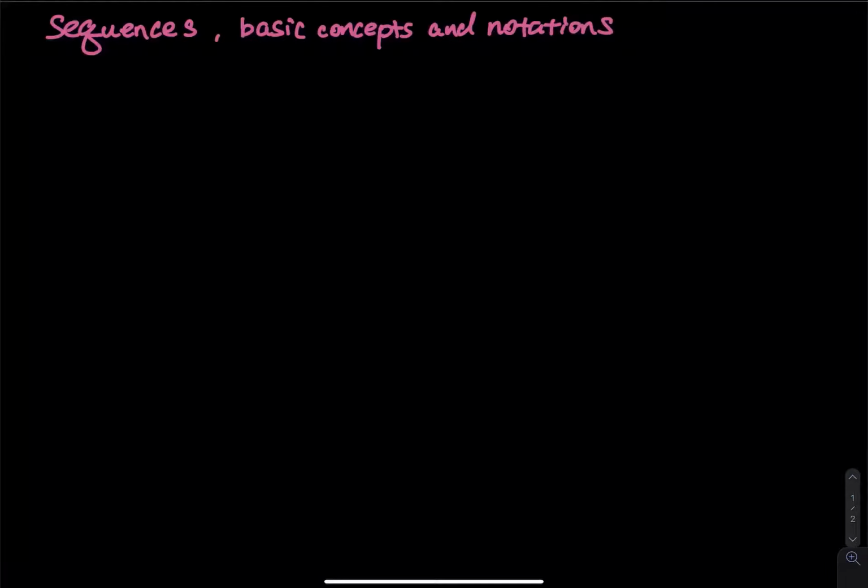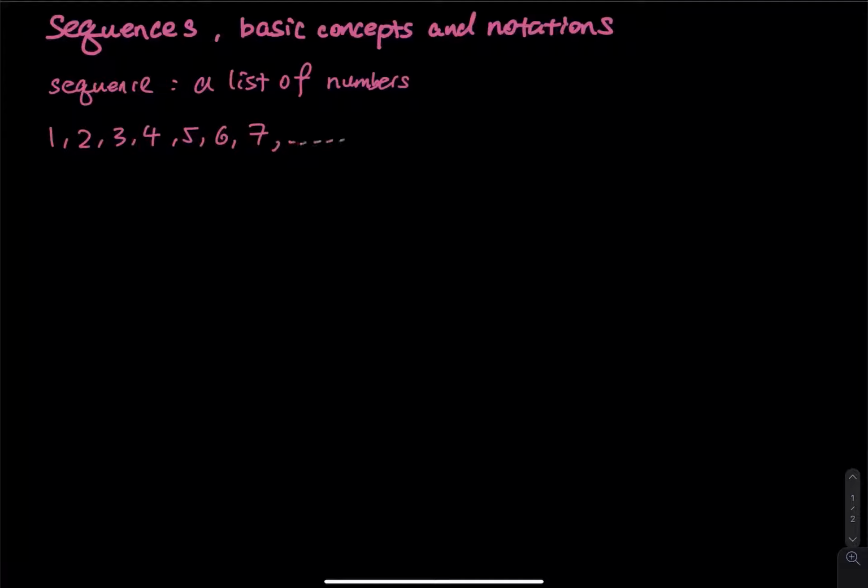In this video, we are going to discuss the basic concepts and notations of sequence. So first of all, what is a sequence? A sequence is a list of numbers. Can you give me a list of numbers? Very easy. 1, 2, 3, 4, 5, 6, 7, and so on and so forth. So this is a sequence.